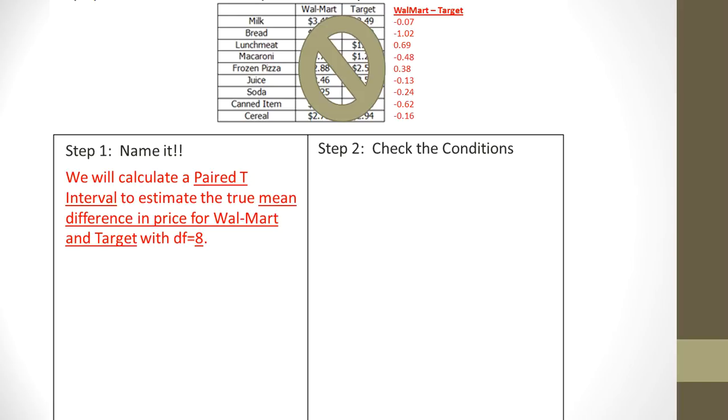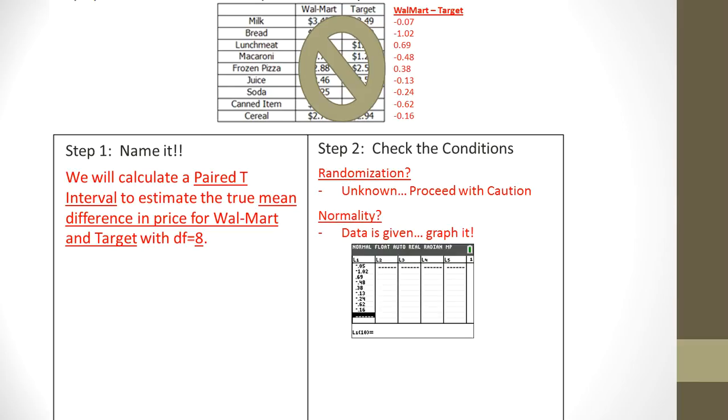Our conditions. We need to check for randomization, normality, and paired data. With randomization, it didn't tell us in the video, so that is unknown and we need to proceed with caution. For normality, remember one of those 3 things must be met. Either it's stated in the problem, our sample size is large enough, or we graph our data. In this situation, it was not stated. Our sample size is only 9, and so we're going to have to graph our data.